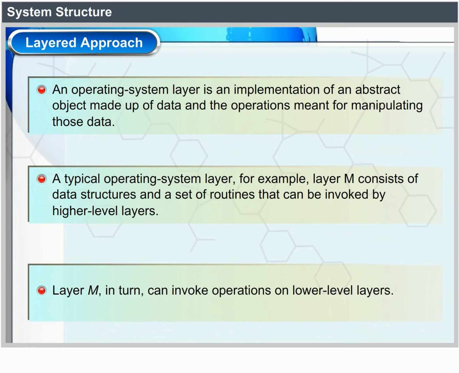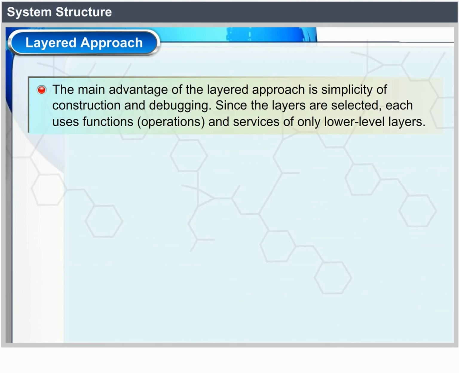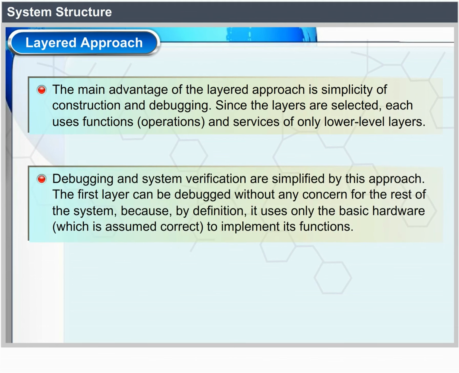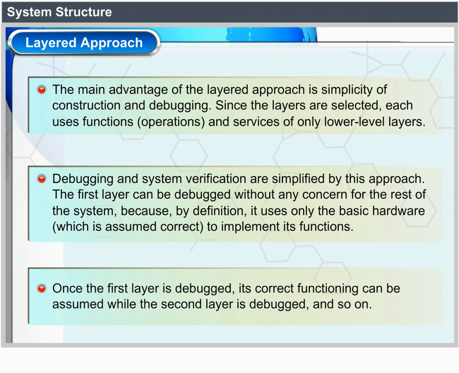The main advantage of the layered approach is simplicity of construction and debugging. The layers are selected so that each uses functions, operations, and services of only lower-level layers. This approach simplifies debugging and system verification. The first layer can be debugged without any concern for the rest of the system because, by definition, it uses only the basic hardware, which is assumed correct, to implement its functions. Once the first layer is debugged, its correct functioning can be assumed while the second layer is debugged, and so on.